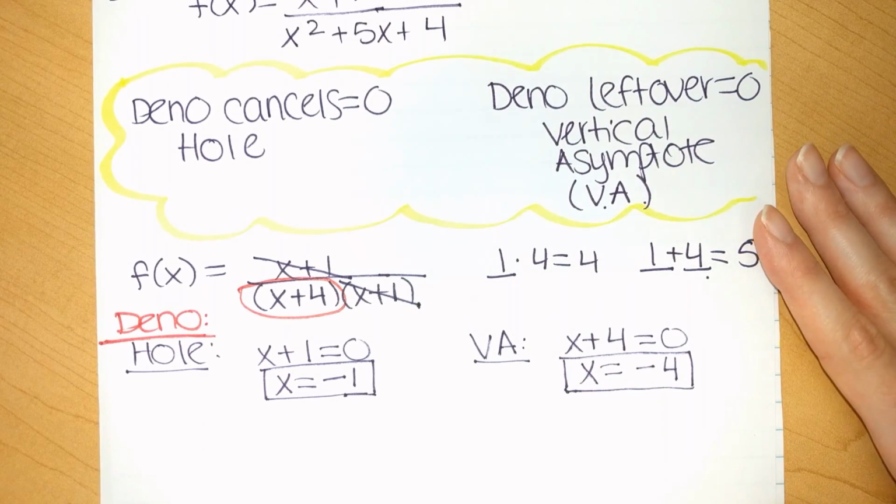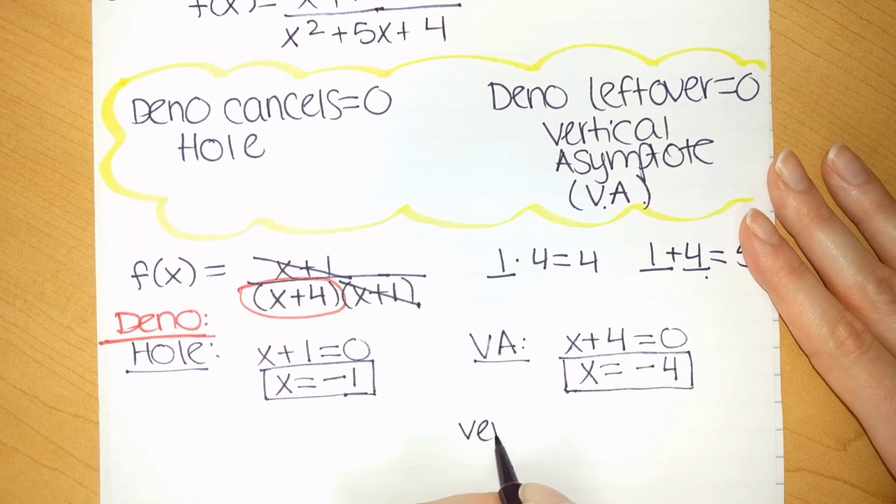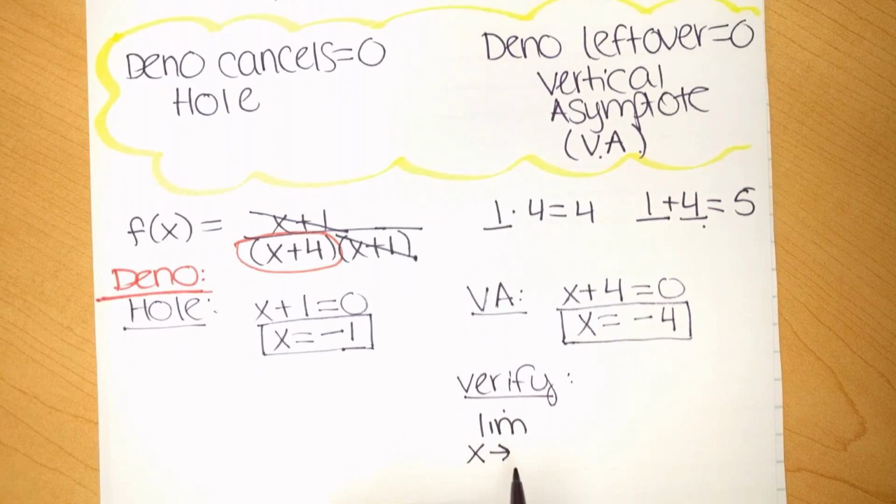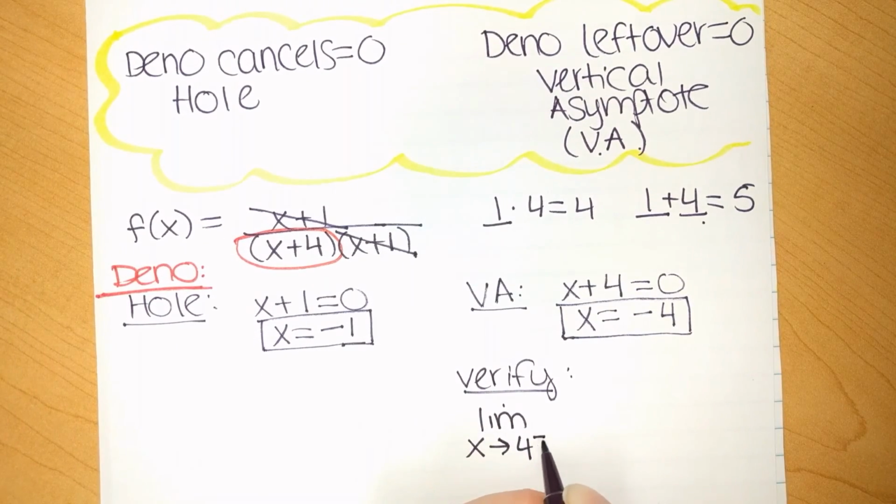When you set that equal to 0, that will give you your vertical asymptote. And the whole idea of the vertical asymptote is that you can verify, and you don't have to do this. If you go through factoring and canceling, it will be a vertical asymptote, but you can verify that the limit as x goes to -4 from the left or from the right of f would be equal to either a plus or a minus infinity.